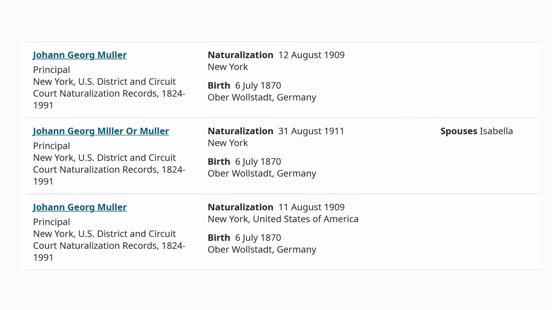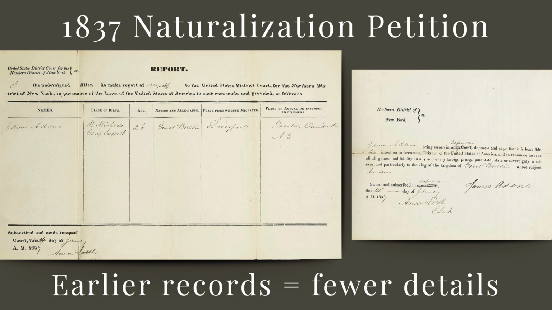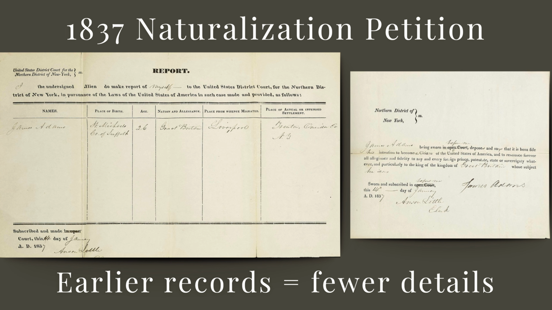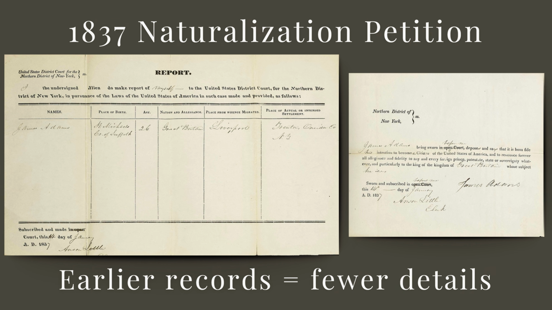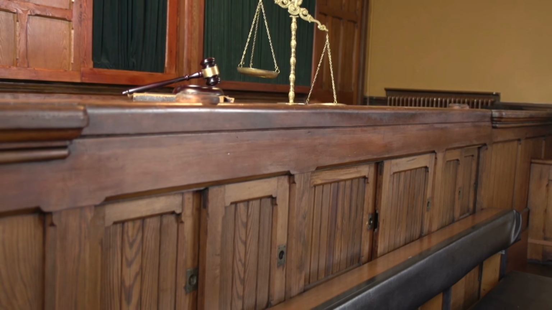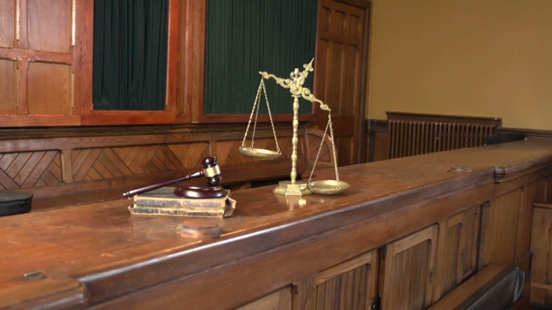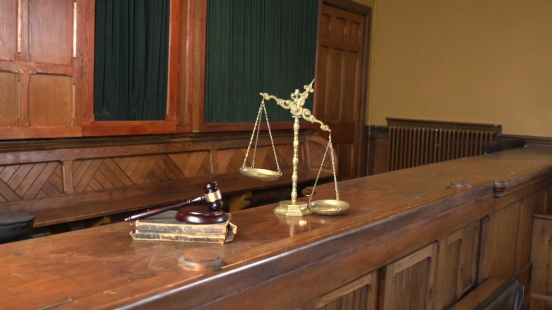Just remember that earlier naturalization records can be much less detailed. And before 1906, immigrants could naturalize in many different courts, including federal, state, county, and local courts. So if you do not find a naturalization record in one place, keep looking.